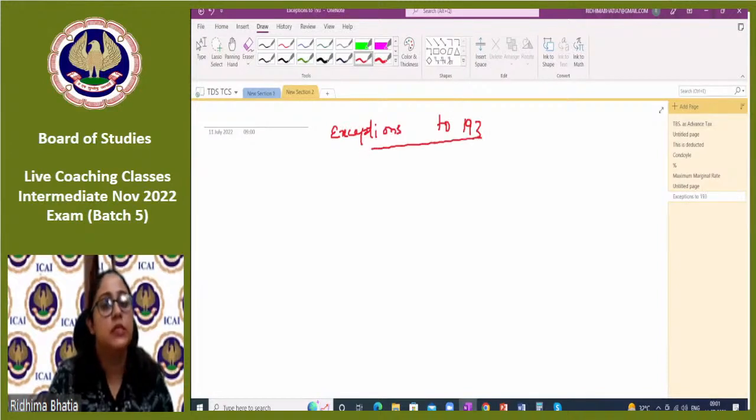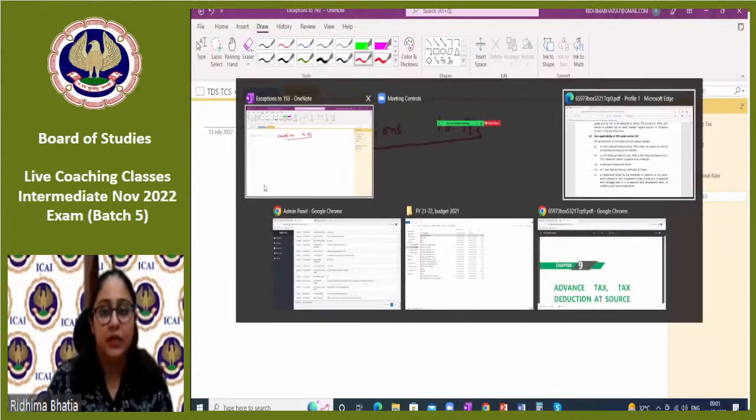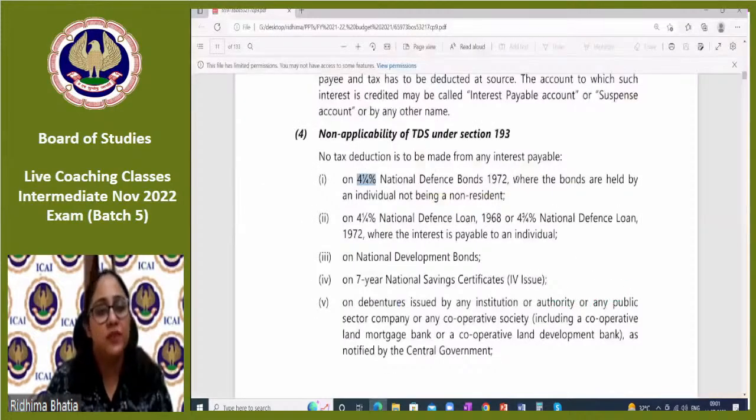Okay. So first exception, I think you can note down the exceptions separately. This is TDS on interest on securities. Rate is 10%. Time of deduction is payment or due, whichever is earlier. Deductor, any person. Deductee, only resident person. Okay? So, आपके module में it is clearly written that when you are issuing 4% defense bond, इस पे interest मिलेगा आपको 4% के according.